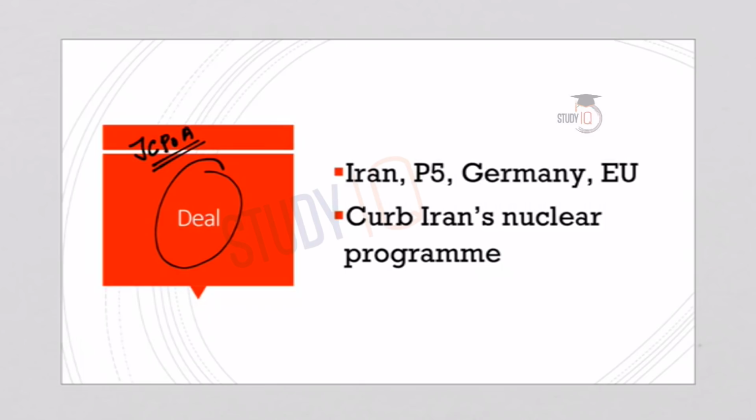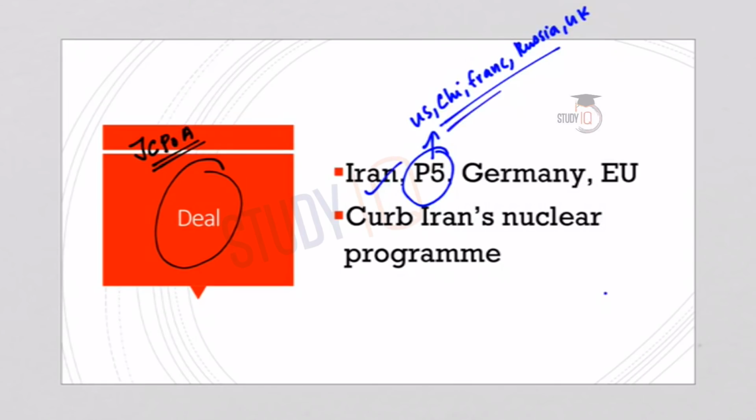The Iran nuclear deal was signed between Iran and the P5 countries, or the permanent 5 countries in the UN Security Council, which are the United States, China, France, Russia and the UK. These 5 countries are called the P5 or the permanent 5 in the UN Security Council. This nuclear deal was signed between Iran and these countries plus Germany and the European Union. It was signed in 2015 and the aim of this deal was to curb the nuclear program of Iran.